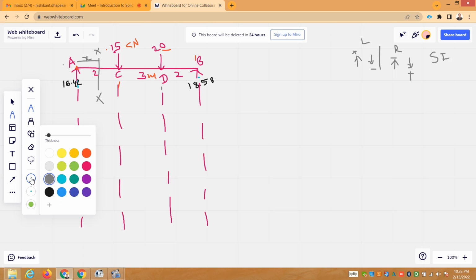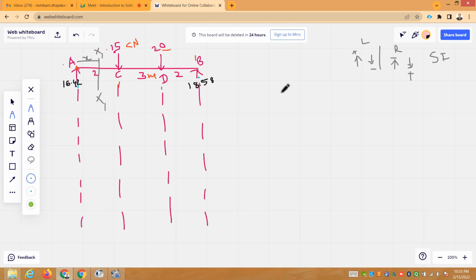Now try to develop the master equation. So this I will mention here as x1. So shear force V x1 will be equal to, section left, we are considering only one force, section left upward positive, so 16.42, and that will be positive. This section will move from A to C. These are the extreme conditions.